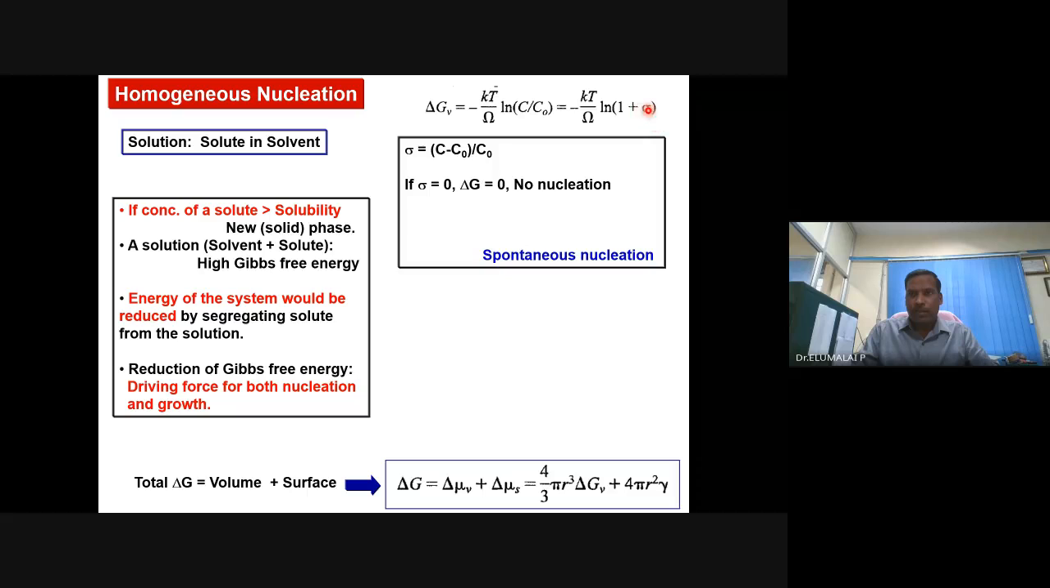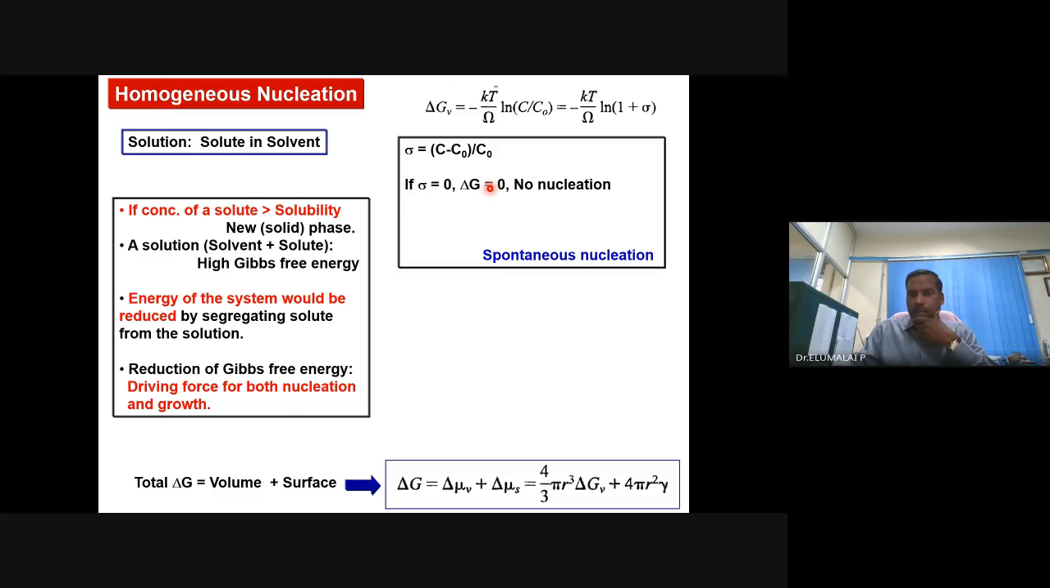If sigma is 0, what will happen to delta G? This equation will become minus kT by omega ln 1 plus 0. Sigma is 0. What will be the value of delta G? As you see, it will become minus kT by omega ln 1. Ln 1 is 0. Log 1 is 0. So then delta G will become 0.